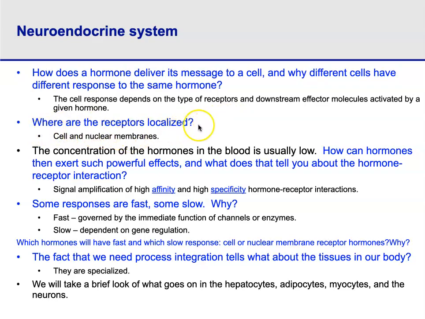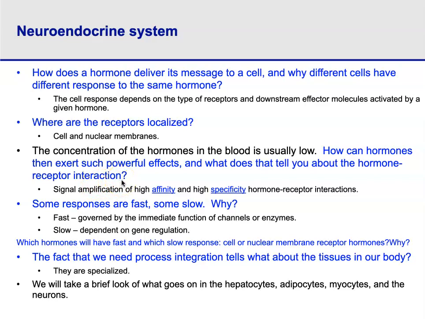Where are the receptors localized? They're usually on membranes, cell membrane or nuclear membranes. Now, the concentration of hormones in the blood is usually low. So how can hormones then exert such a powerful effect? And what does that tell you about the hormone receptor interaction?